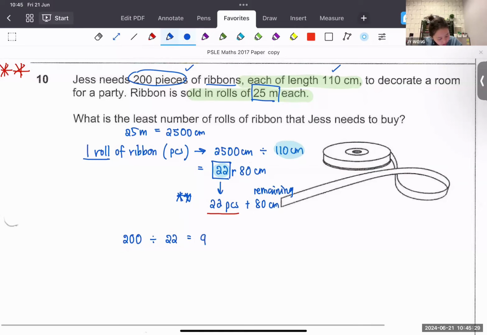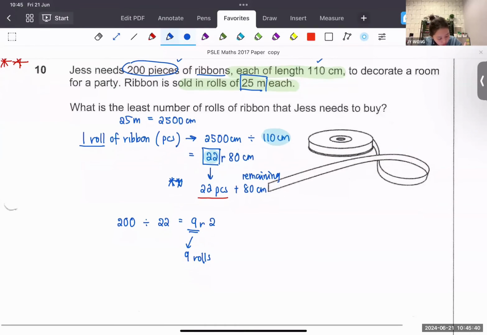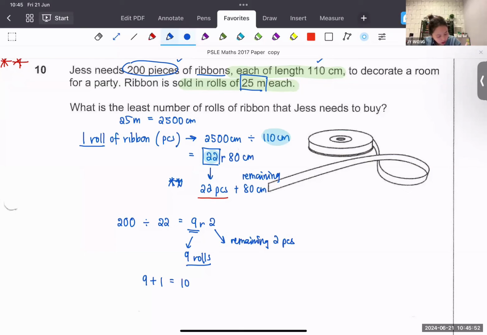So this will give you 9, remainder 2. That means that you have to use 9 rows. And then you have remaining 2 pieces. You can't cut from 9 rows for that. You already cut 9 rows, so the remaining 2 pieces have to be cut from the new row, which is 9 plus 1 equals 10. Or some of you will put round off 10, also fine.